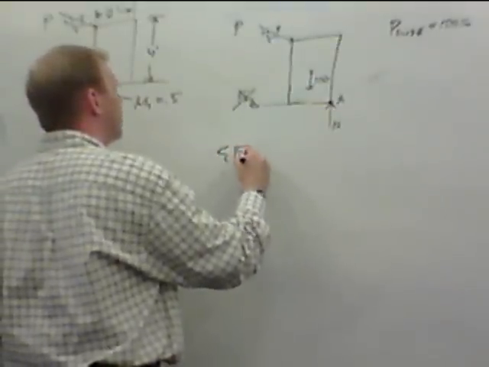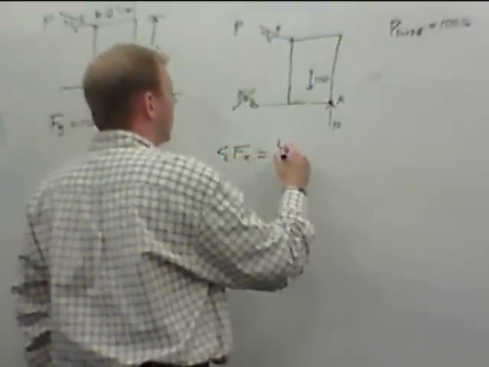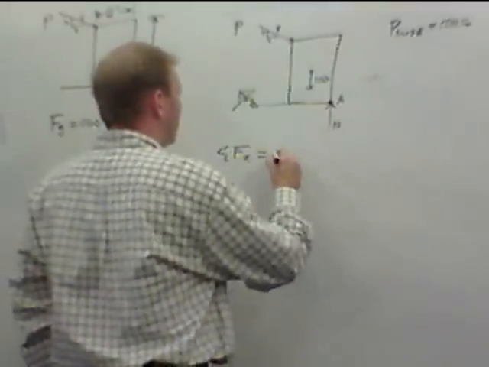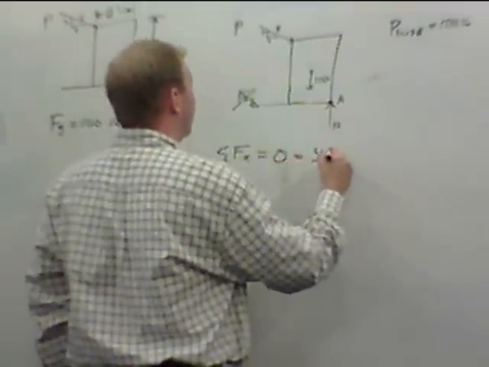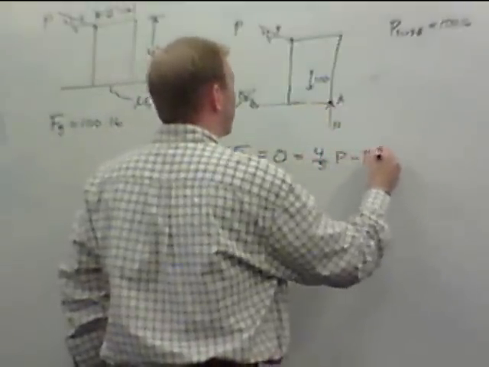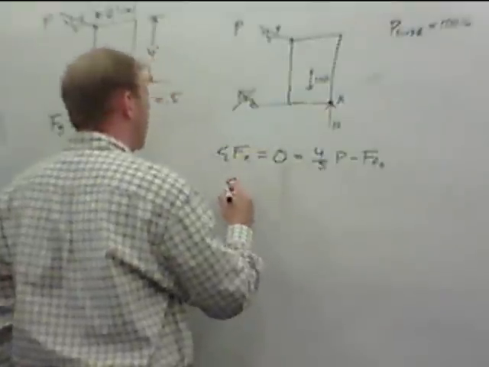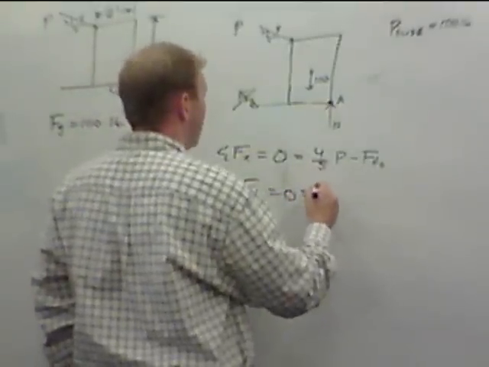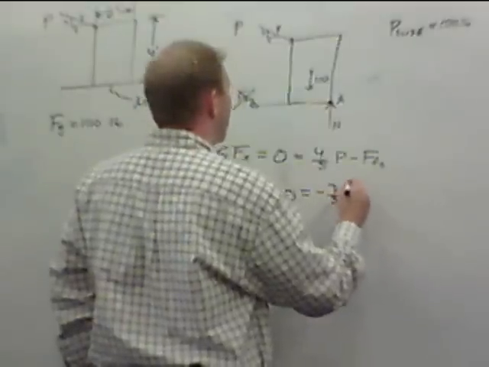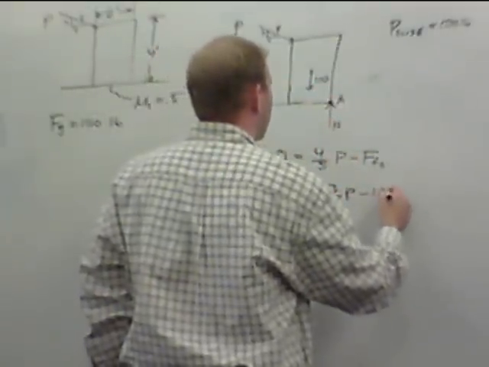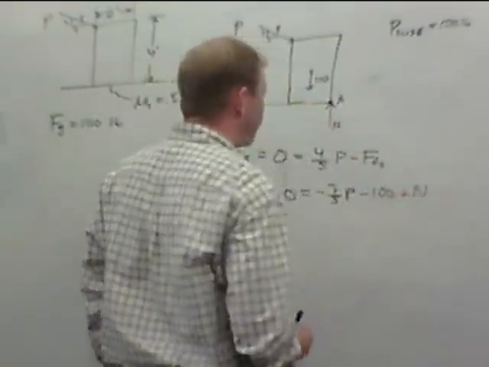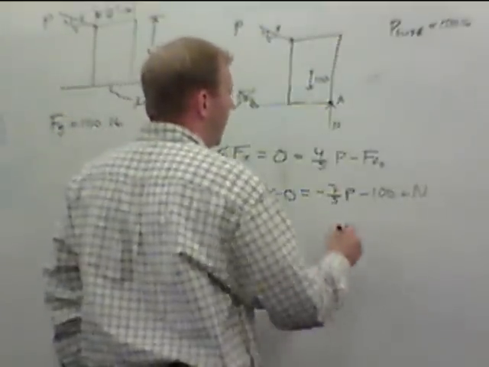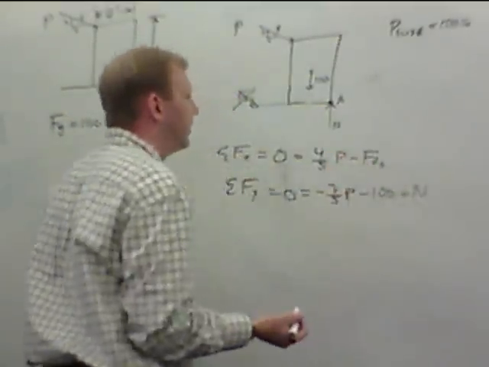So summation of forces in the x is going to give us the same 4/5 P minus force of friction S, equal to 0. Summation of forces in the y is also equal to 0, which is minus 3/5 P minus 100 plus N. Okay, we have two equations. We have 1, 2, 3 unknowns.